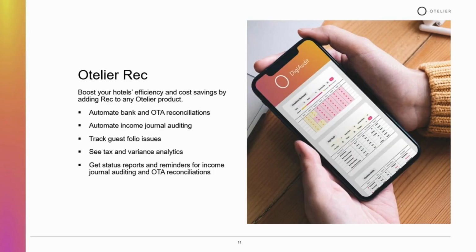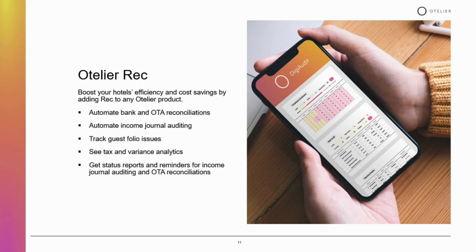Lastly, a tool we just introduced called Rec, which allows you to power up your accounting processes with automated reconciliations. Automate bank reconciliations, OTA reconciliations, and income audit journaling to elevate your back office processes, drive accuracy, and optimize efficiency to unlock revenue. Rec allows you to easily reconcile cash deposits and credit card transactions.